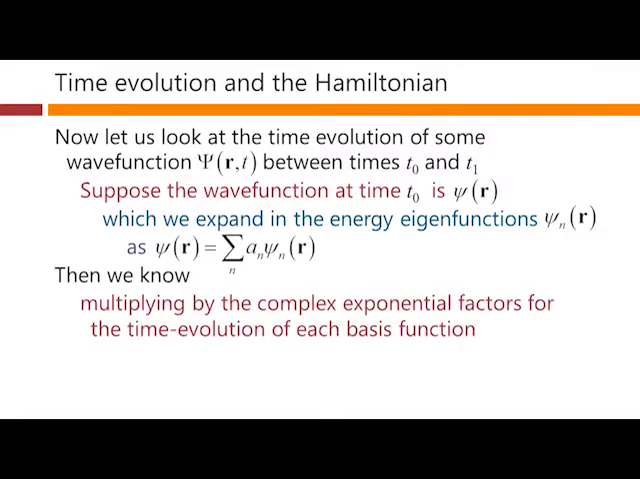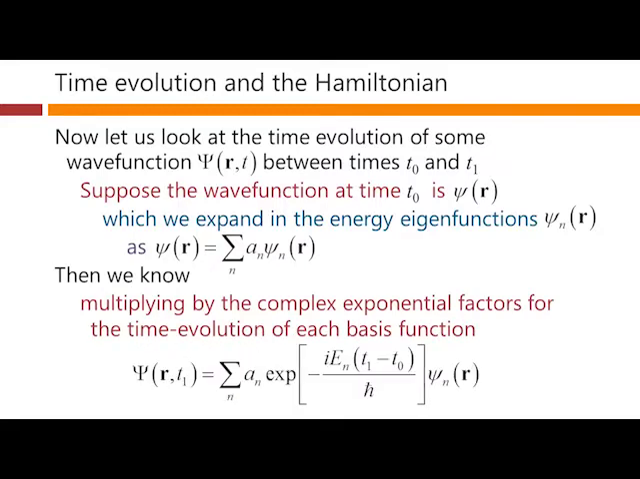Then we know that once we multiply by the right complex exponential factors for the time evolution of each of the basis functions, then we have what is going to happen in the future. We knew what the wave function was at this time. We expanded it in these energy eigenfunctions. We multiply by the correct complex exponential factors. We add everything up. We're going to know what the wave function is at this later time, t1, from what it was at this earlier time, t0.